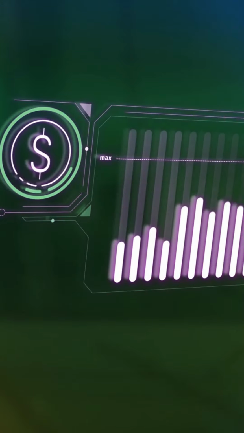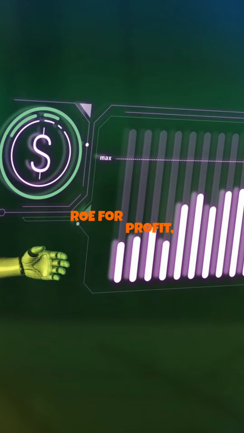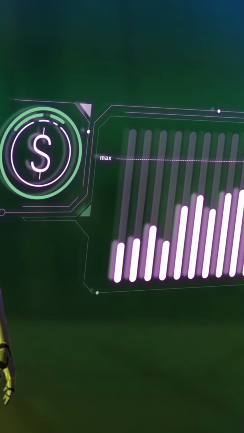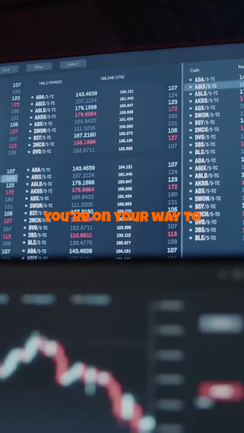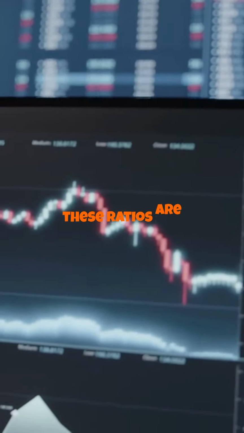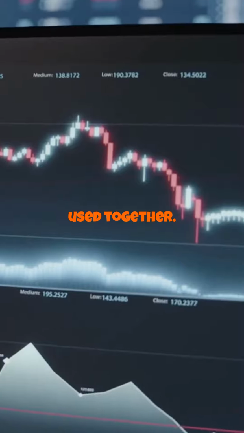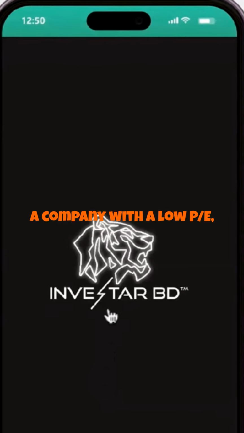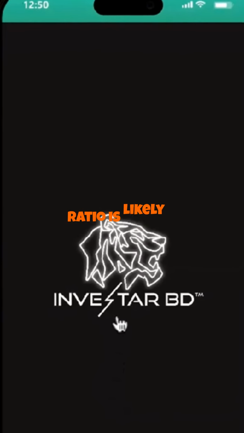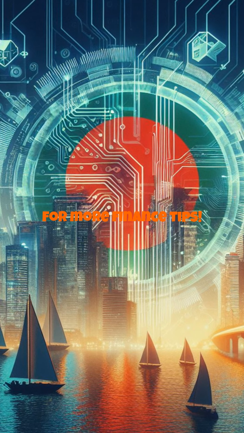Recap time. PE for value, ROE for profit, debt to equity for risk, and current ratio for liquidity. Master these, and you're on your way to becoming a stock analysis star. But remember, these ratios are most powerful when used together. For example, a company with a low PE, high ROE, low debt to equity, and a high current ratio is likely a strong investment.